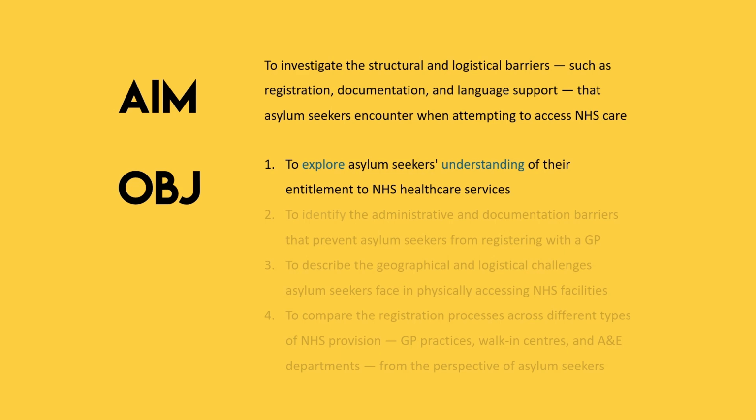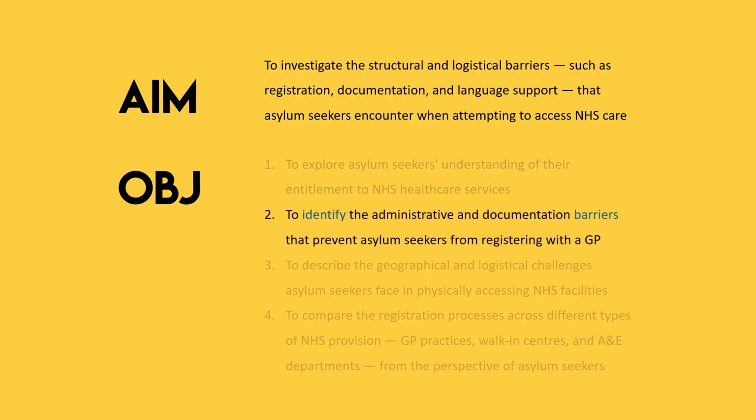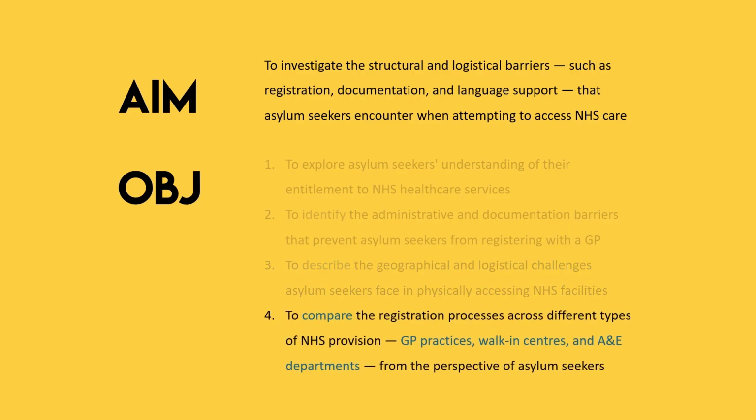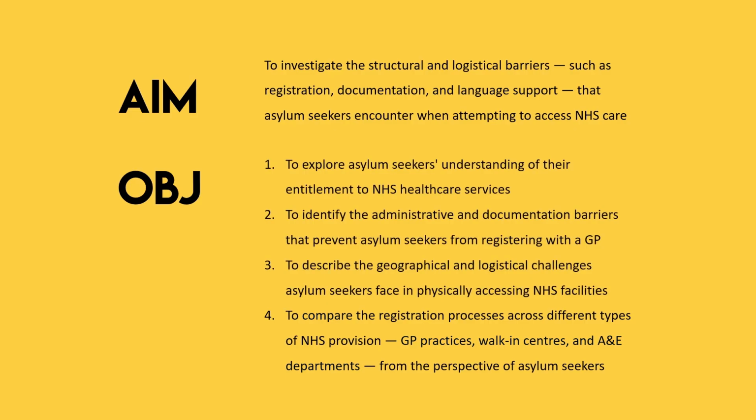Explore: open-ended, discovery-oriented. We don't exactly yet know what they understood about the entitlement. Identify: we're searching for something specific that exists, namely administrative barriers. Describe: characterizing the challenge clearly, not explaining why the challenge happens. And compare: looking at different types of provisions side by side. Each verb is doing different work, and each objective is promising a different kind of finding, and together they cover the aim above them. We're just looking at structural and logistical barriers from different angles with different levels of specificity.